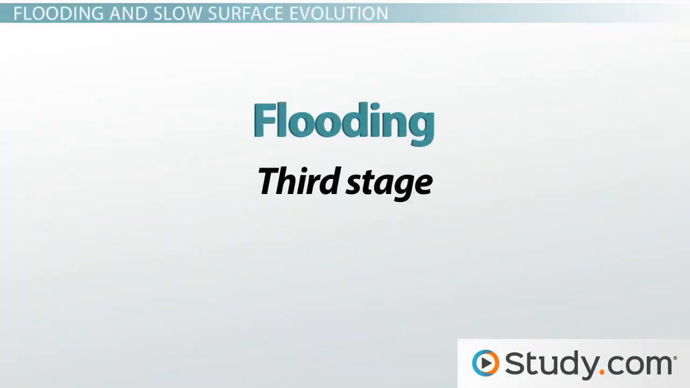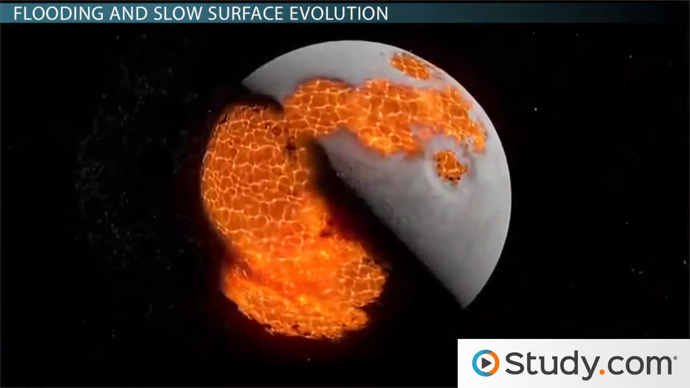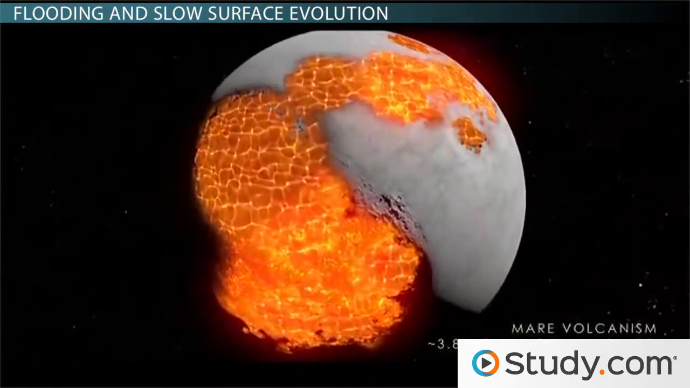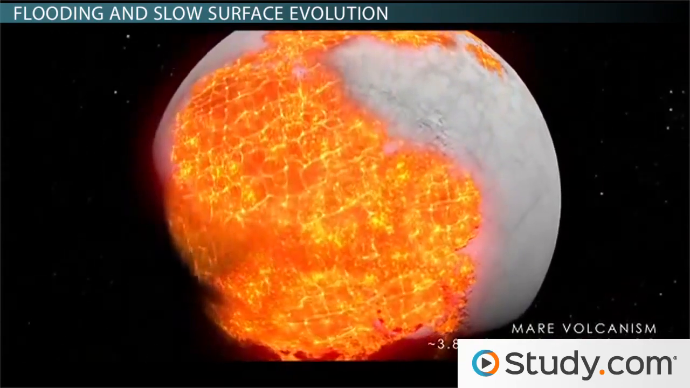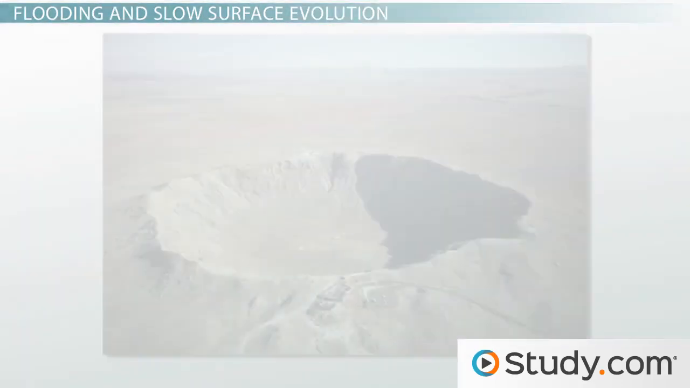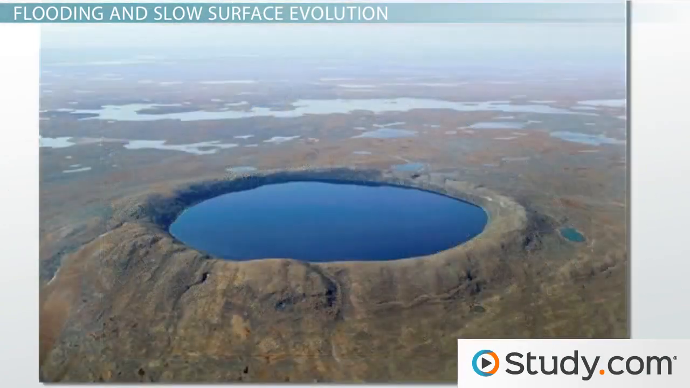The third stage of planetary development is known as flooding. There's nothing too difficult about this one, but there's one small catch. The flooding refers to 2 things. The less obvious one is the flooding of the deep impact basins on Earth with molten rock rising from the Earth's interior. Basically, lava seeped out of the interior through cracks in the crust and filled in the deep areas large impacts had previously formed. The more obvious one is the flooding of these basins by water thereafter, as rain fell from the sky to form oceans.